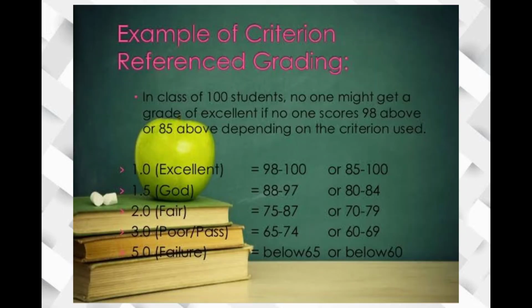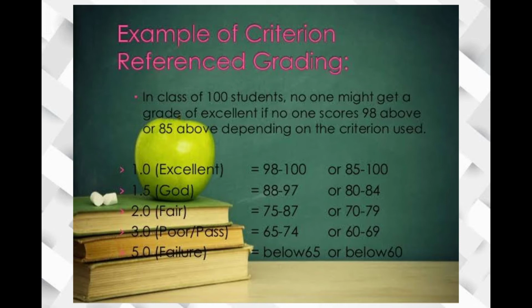Here is an example of criterion reference grading. In a class of 100 students, no one might get a grade of excellent if no one scores 98 above or 85 above, depending on the criterion used. Say for instance, 1.0 or excellent is equal to 98 to 100 or 85 to 100.